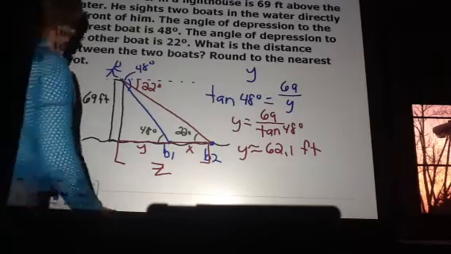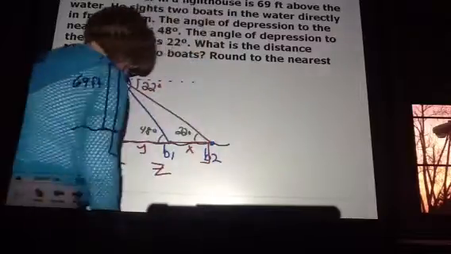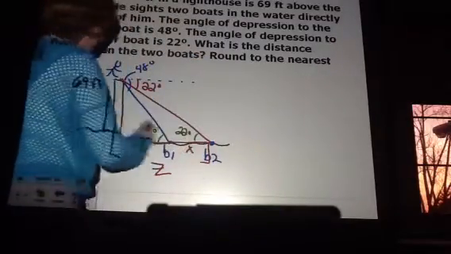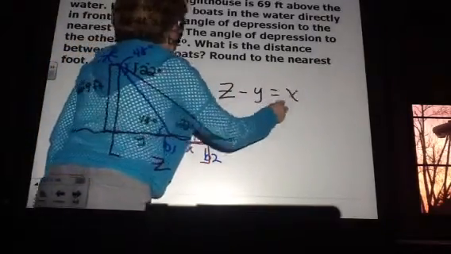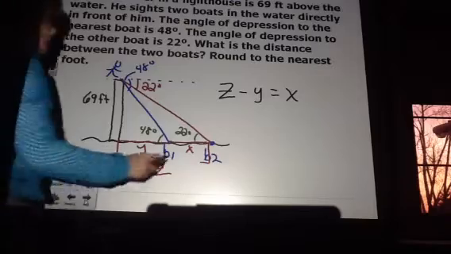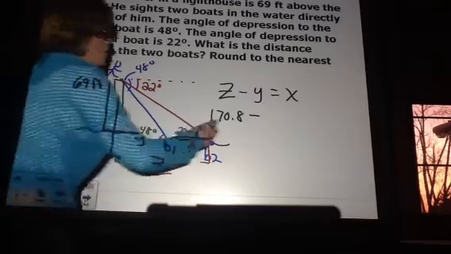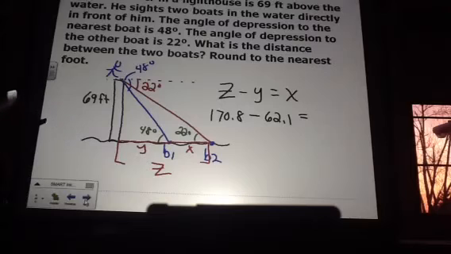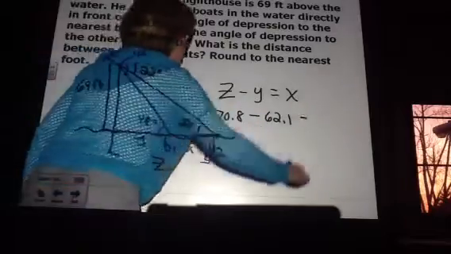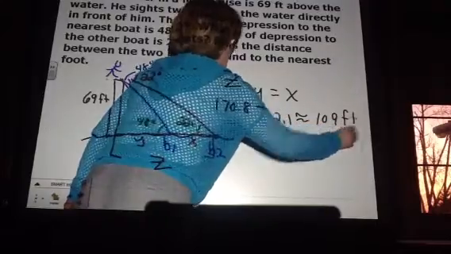Okay, we have z, we have y. So to find x, all we need to do is take z minus y, and it will give us x. So we said z was 178.1, y was 62.1. Therefore, x, rounded to the nearest foot, we're going to say it is approximately 109 feet.